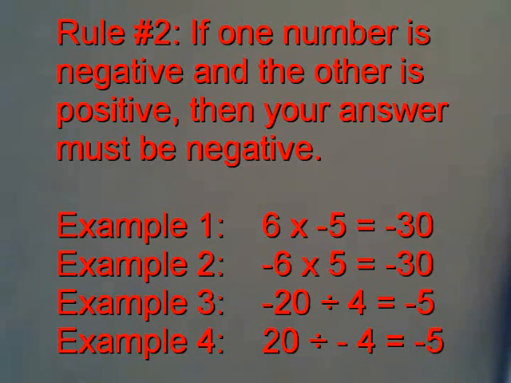In example 3, you have a negative 20 being divided by a positive 4, so your answer must be negative 5. And in example 4, you have a positive 20 being divided by a negative 4, so your answer is still negative 5. It does not matter whether the negative or positive comes first in the problem.